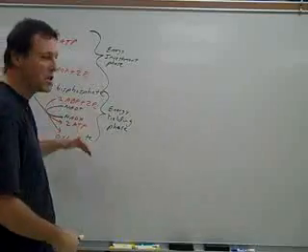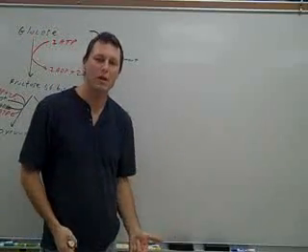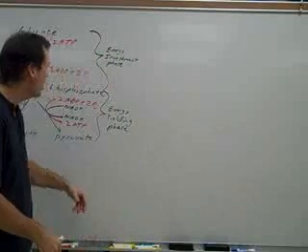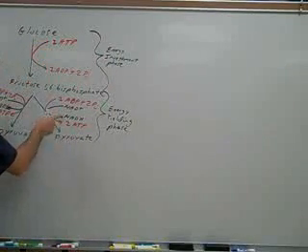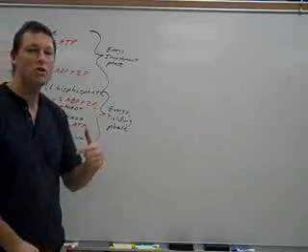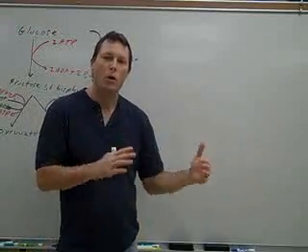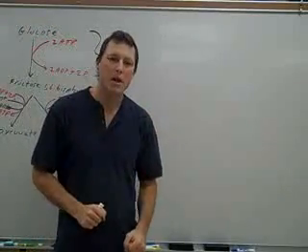Now this whole process is going to take place in the cytoplasm. And the energy in is 2 ATPs, and the energy out is going to be 4 ATPs and 2 NADHs. When we're all done, we're going to tally up all this energy.